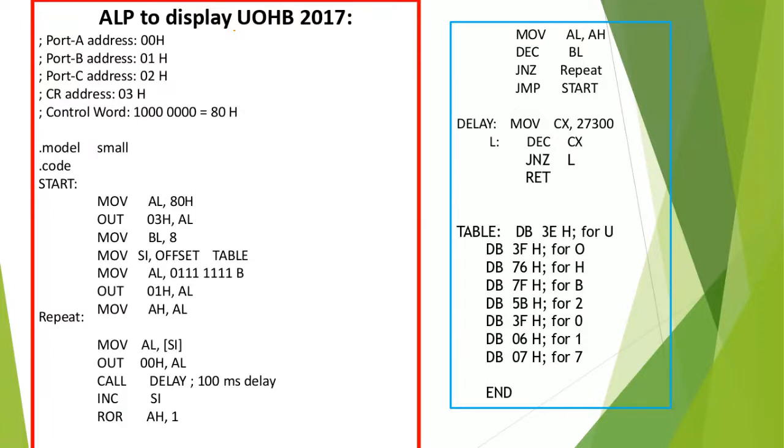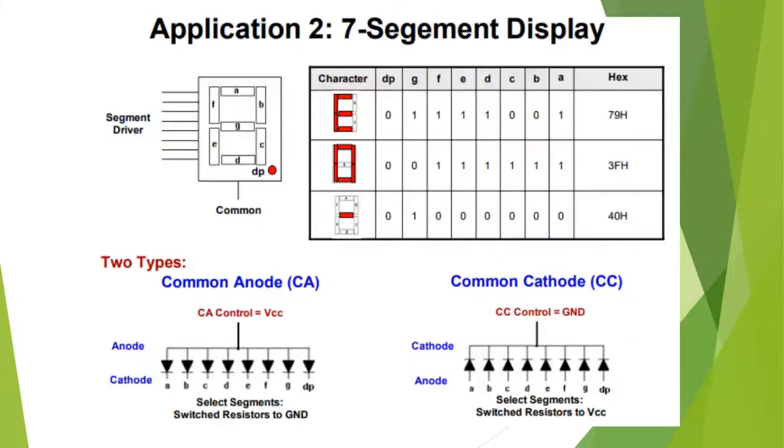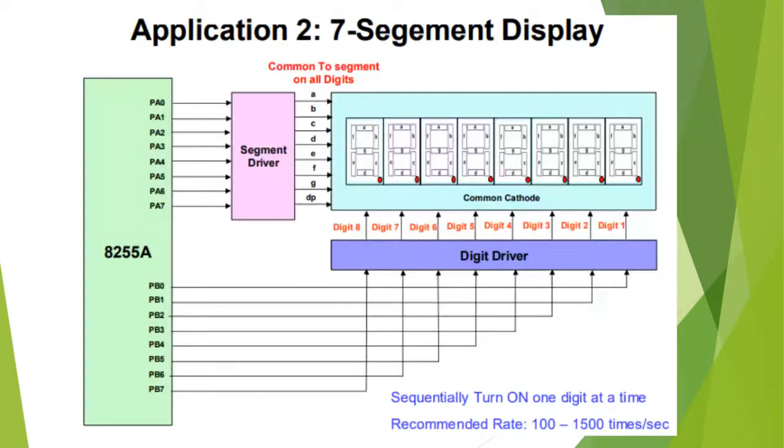For example, this eight character we want to show on the display. So port A, port B, port C addresses. For example, the addresses are given as 00, 01, 02, and 03H. And the control word, you can see here, this first one. Port A and port B are used, and both are output ports.